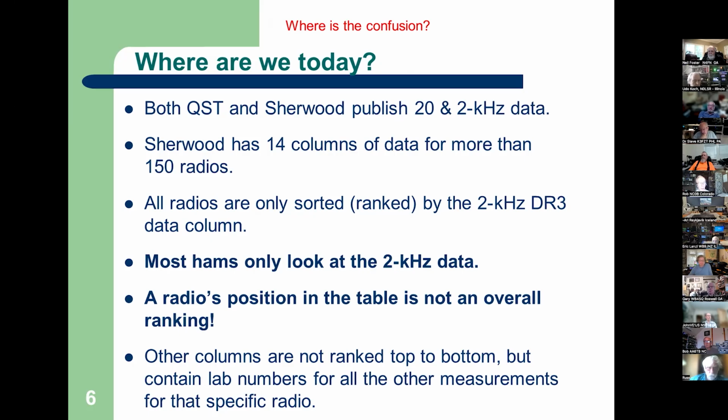Unfortunately, most hams only look at that one column. And the other problem is all the other data for a given radio in that table is not ranked. It's whatever applies to that radio. Like, what is the noise floor? What is the sensitivity? What is the blocking? What's the LO phase noise like and all that? But that's what's missed by a lot of people.